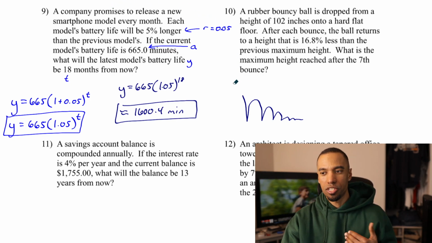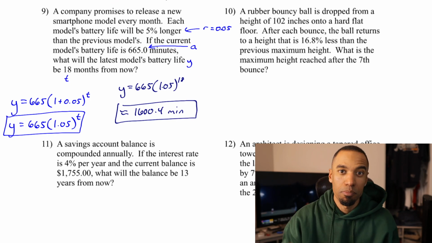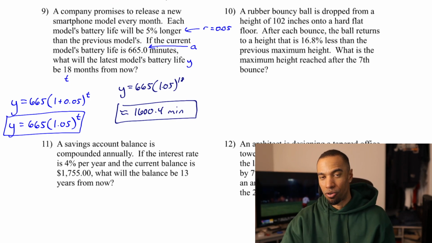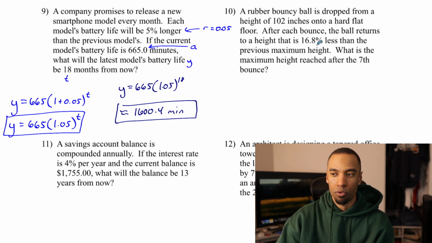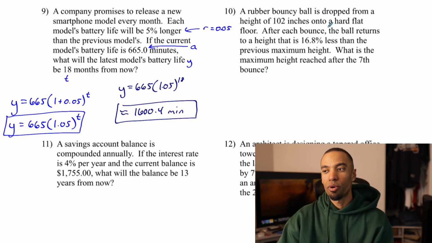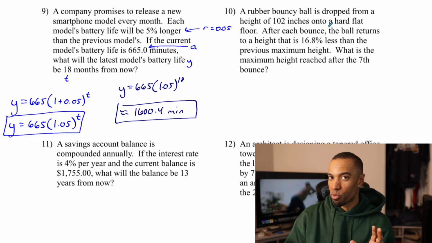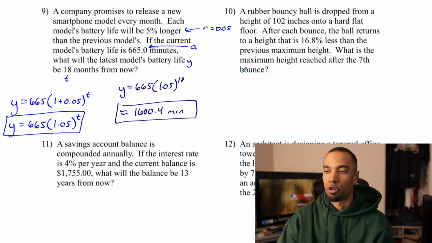Now, 102 inches is my initial. That's my time 0. It's my bounce number 0. It hasn't bounced yet. There are no heights yet recorded after any bounces. I'm going to record the height after the 7th bounce if it keeps this rebound ratio over and over right here, that percentage. And that's 16.8% less than the previous, not 16.8% of. So I'm going to subtract that from my 100%.